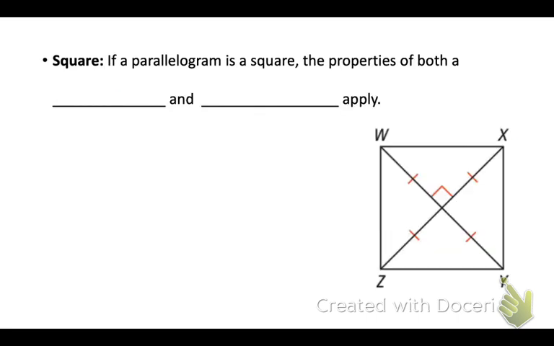A square. If a parallelogram is a square, the properties of both the rhombus and the rectangle apply. So the diagonals meet at perpendicular, they bisect each other, all sides are congruent, all the angles are right angles.